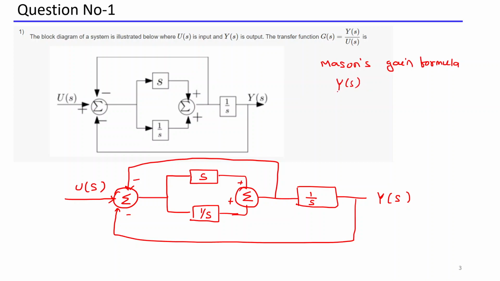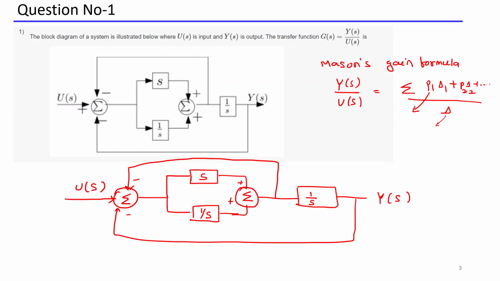It says that the output by input is nothing but P1 delta 1 plus P2 delta 2 and so on, divided by delta. P1 is the first forward path, P2 is the second forward path. Delta 1 is the part of the loop gain which is not touching that forward path, and the whole delta is the total loop gain. You should incorporate this formula in your mind, then you can solve this question in one line without writing a lot.